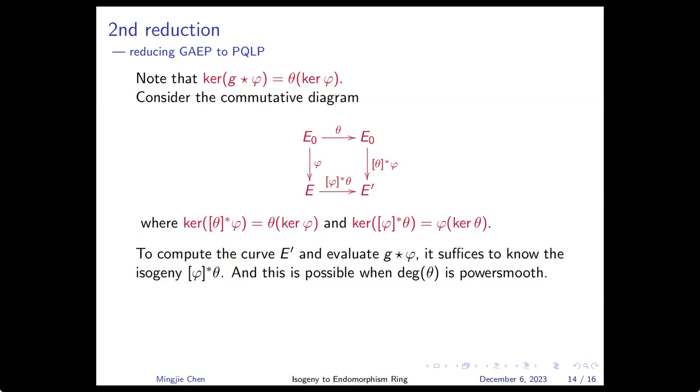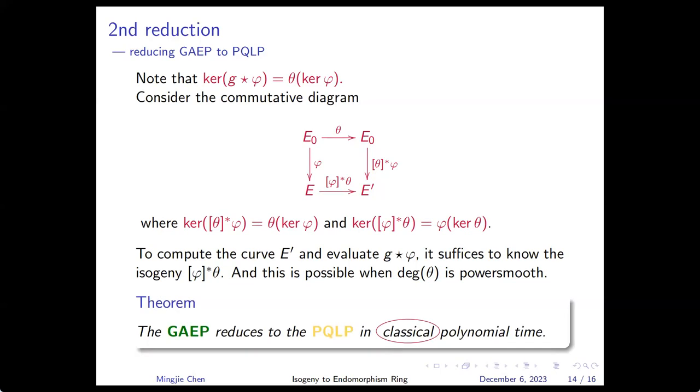And we know how to evaluate the bottom isogeny exactly because the degree of theta is power smooth. So that means the kernel of the bottom isogeny is a subgroup of power smooth order, so we can compute the isogeny using the velu formula efficiently. So that's why we wanted to solve the PQLP problem, and that's why the power smooth condition is very important. Okay, then to summarize the discussion just now, this is the theorem: the GAEP reduces to the PQLP in classical polynomial time.